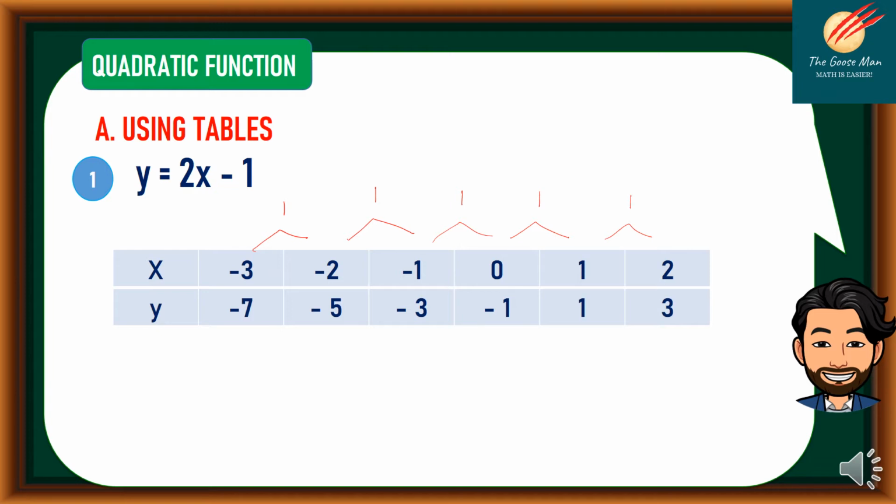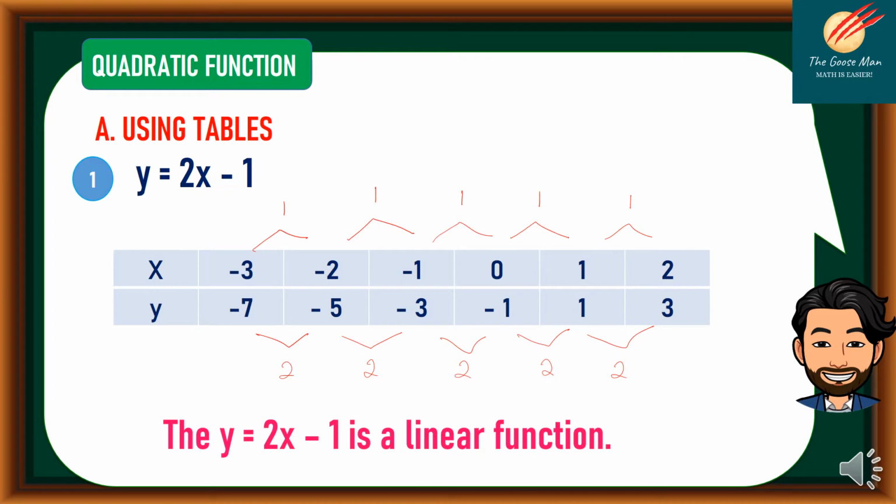For the differences of y, from negative 7 to negative 5 is 2. From negative 5 to negative 3 is 2 also. From negative 3 to negative 1 is 2, and from negative 1 to 1 is 2 also. From 1 to 3 is 2. Since we have the same differences in the first layer for x as well as the first layer of y, we can say that 2x minus 1, which is equal to y, is a linear function.